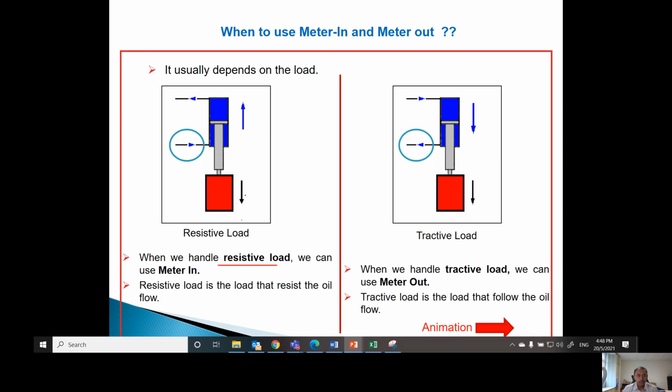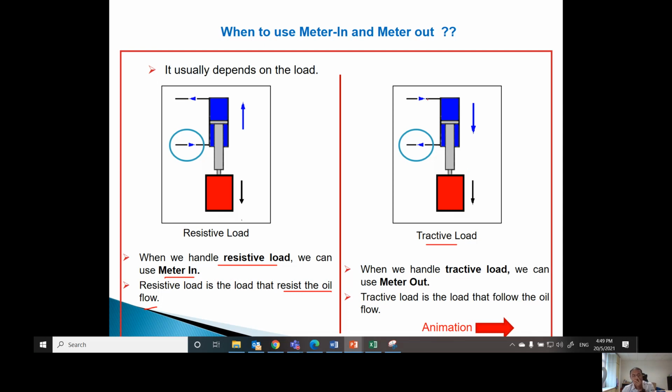Resistive load means the direction of the movement of the load is opposite to the direction of the flow. Like this, you see the black arrow is opposite to the blue arrow. So this one we call resistive load. Therefore, when we have this, we have to use meter in. Resistive load is the load that resists the oil flow.